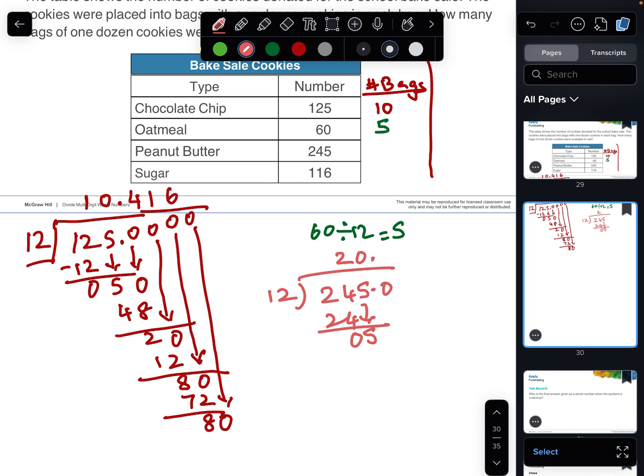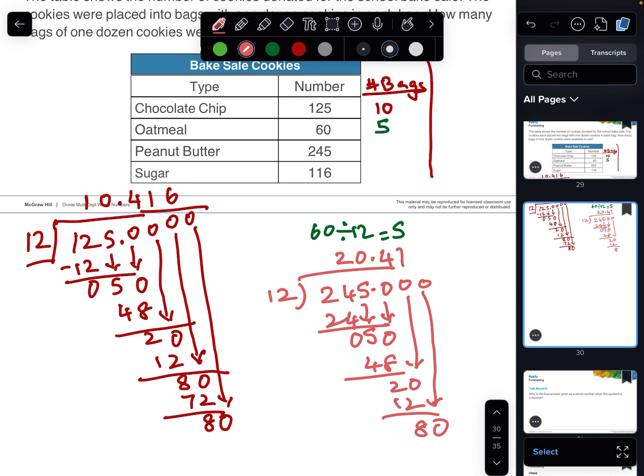I can add a decimal, annex a 0. In 50, I would get 4 times. 48, that's 2. 20, I get 1. And then we know at this point, it's going to be repeating. Again, I can only list 20 whole bags because the other one is not going to be a whole bag.